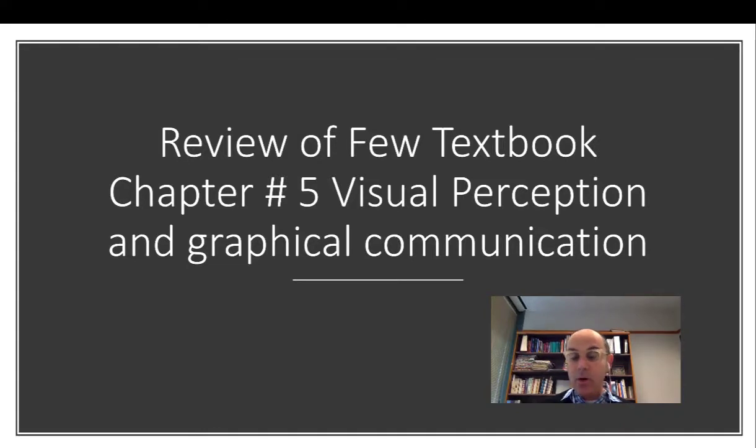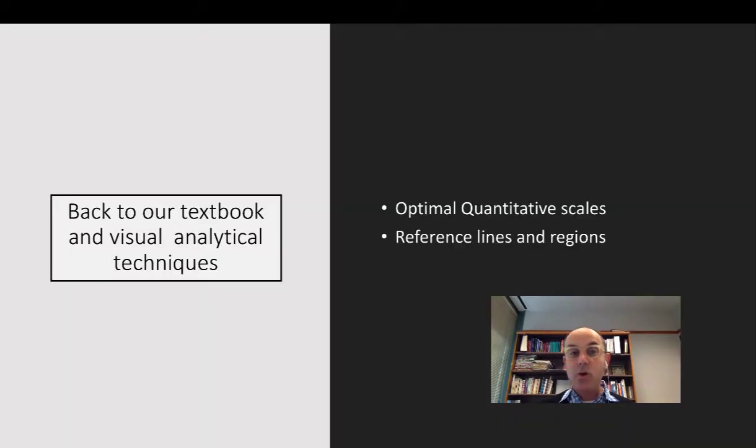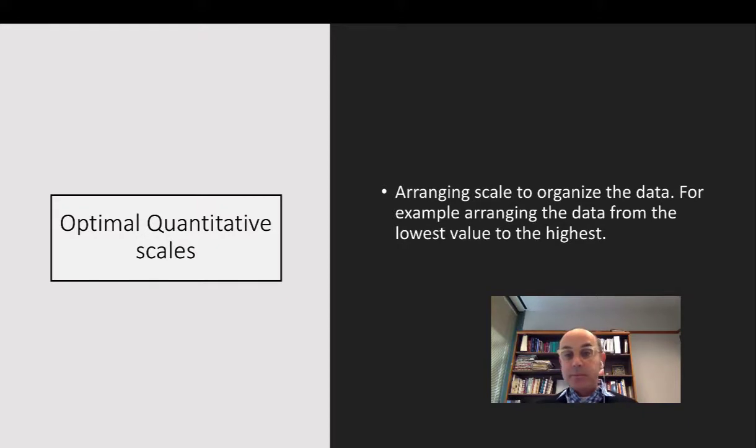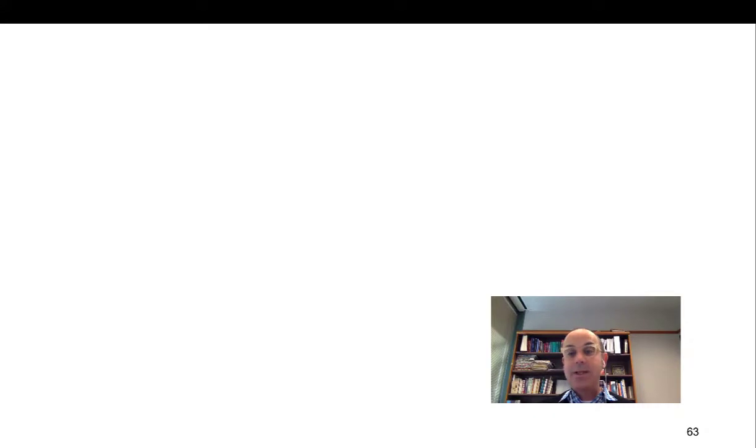Okay, so this is my summary, and again, I did not do a good summary, but I want to go back to our subject, and this is chapter 5, and chapter 5 talks about visual perception and graphical communication. So back to our textbook and the visual analytics. We are talking about how we convert those ideas into a scale or visual scale. He laid out some key terms in order for us to understand what it entails.